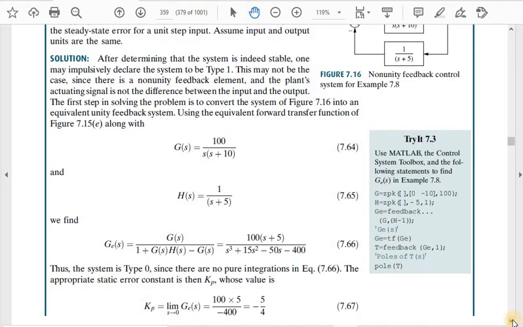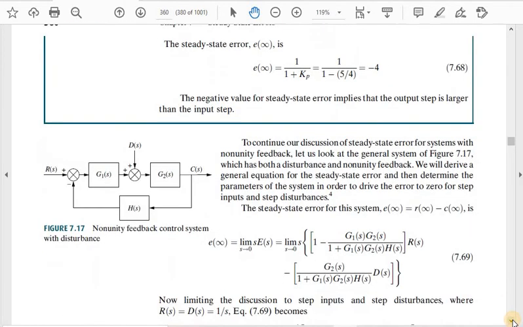Now we know that for steady state error we have to find 1 over 1 plus Kp, so it becomes minus 4. So the negative value for steady state error implies that the output step is larger than the input step.